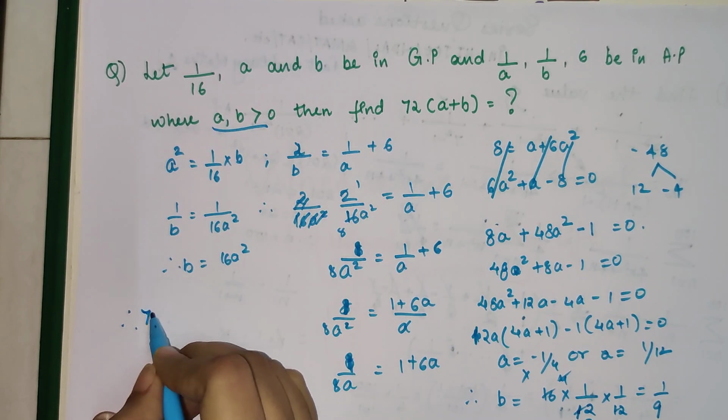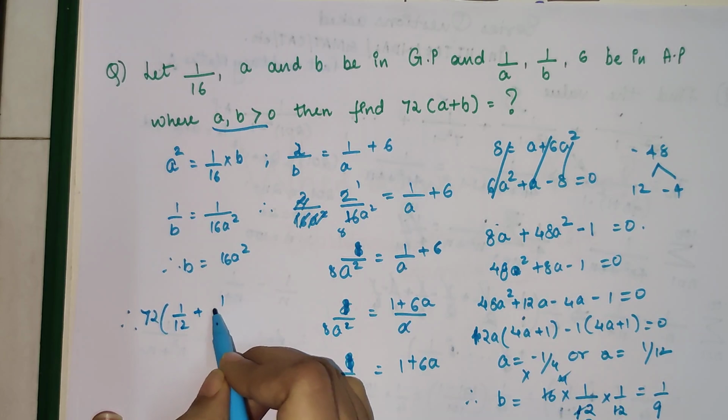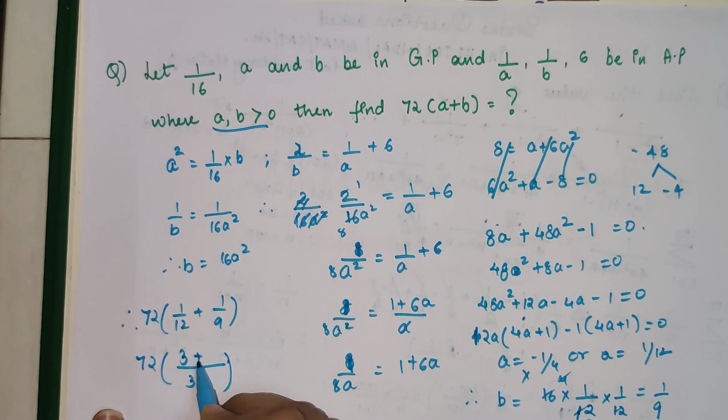Therefore, now 72 into a plus b, which is 1 upon 12 plus 1 upon 9. So we have 72, and the LCM will be 36. So here it will be 3 plus 4, and this is 1 time, 2 times. So 2 into 7, which is going to get you the answer as 14.